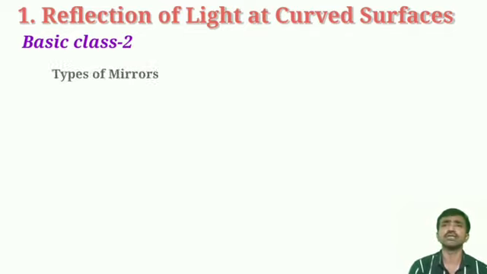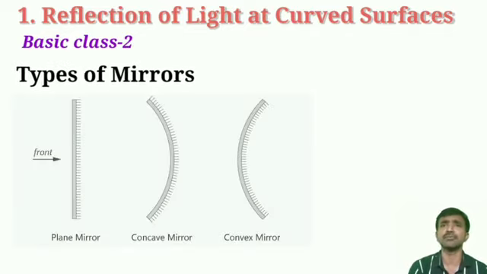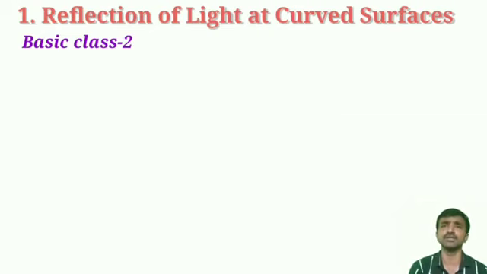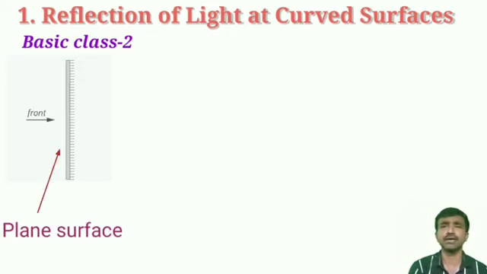Then what are the types of mirrors? There are mainly three common types: one is the plane mirror and the others are concave and convex mirrors. We can call them spherical mirrors. So what about the plane mirror? Any mirror has two types of surfaces, as we discussed here. If the reflecting surface is completely flat or plane, then that type of mirror is called a plane mirror.